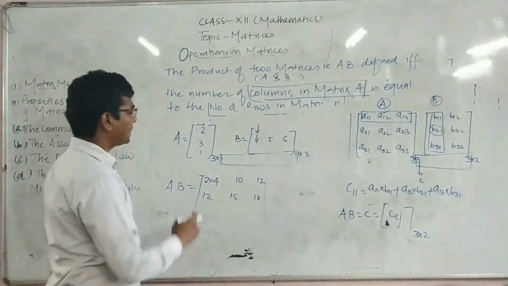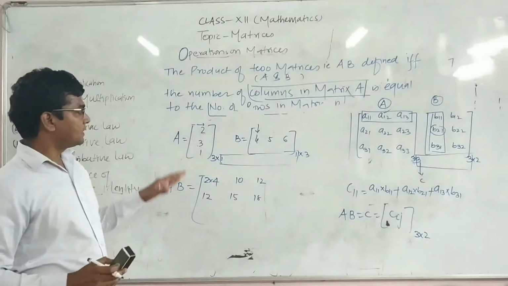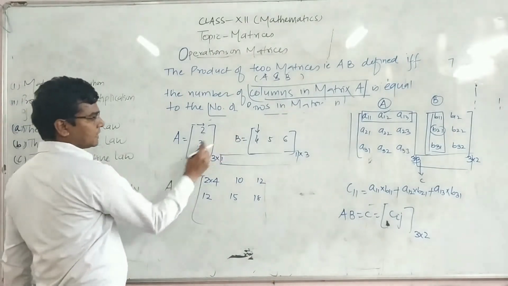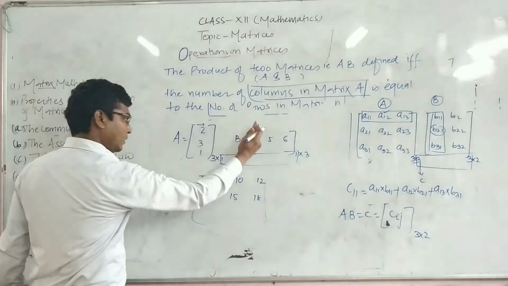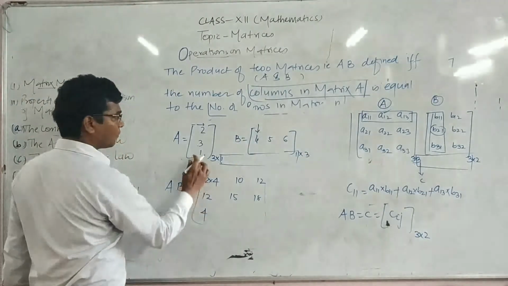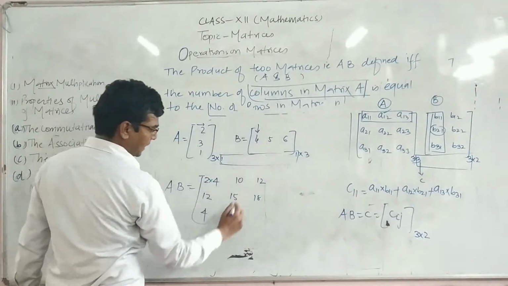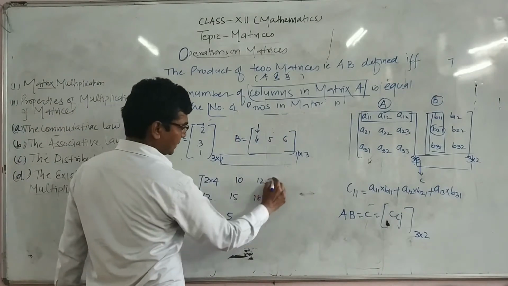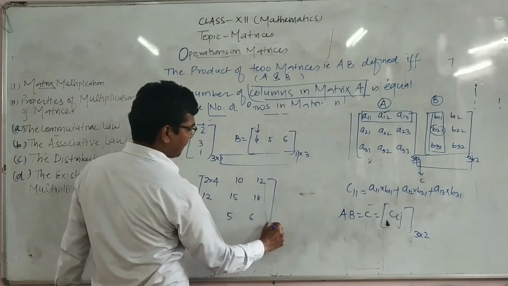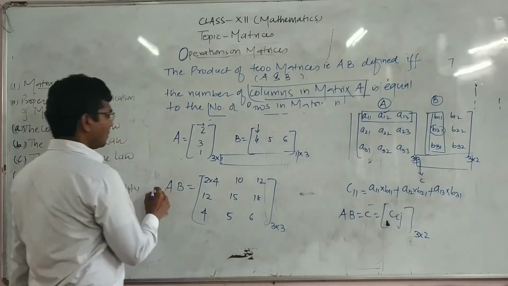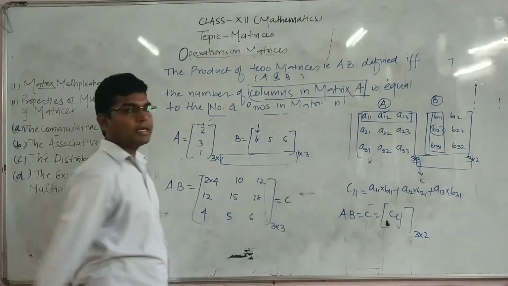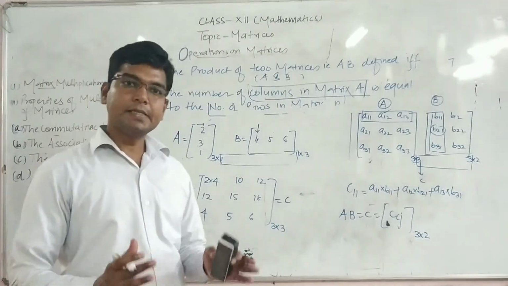Now we will take the third row, that starts with 1. So the multiplication will be 1 with 4, which will give us 4. 1 with 5, it will be 5. 1 with 6, it will be 6. So this will be our resultant matrix of order 3 by 3. You can give the name of the matrix C.